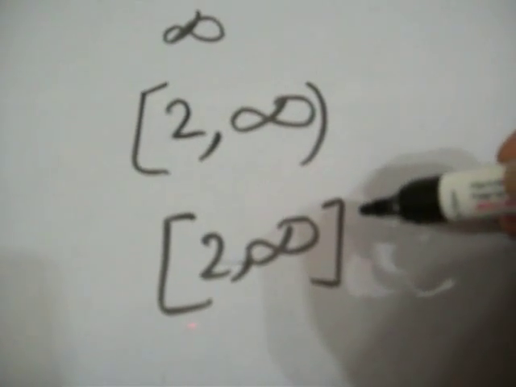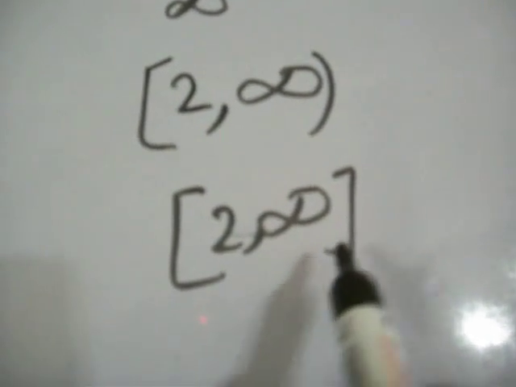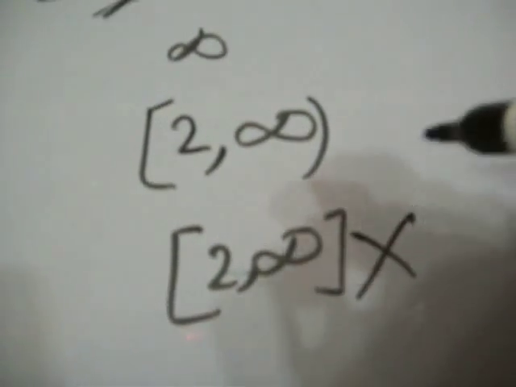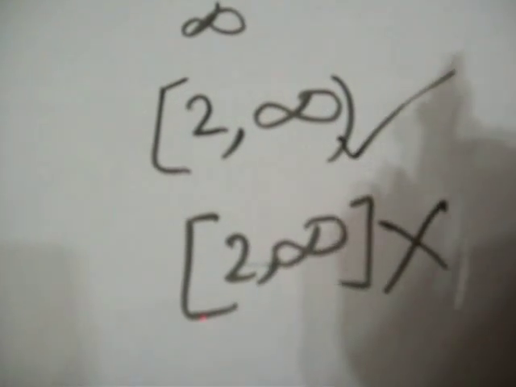If we close infinity, it gives the impression that we know what infinity is. As we do not know infinity, infinity cannot be closed, and this is always wrong. We should never close infinity, and this is the correct one. We should keep infinity open.